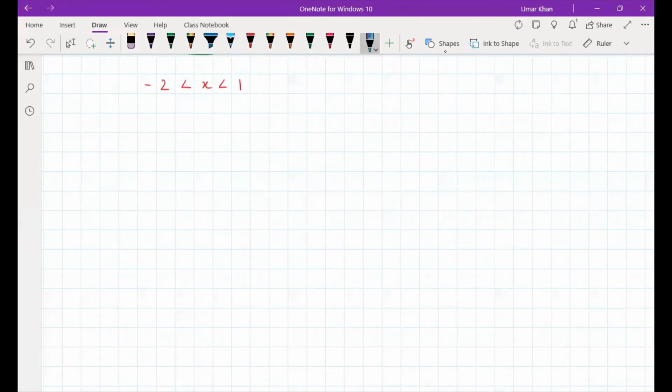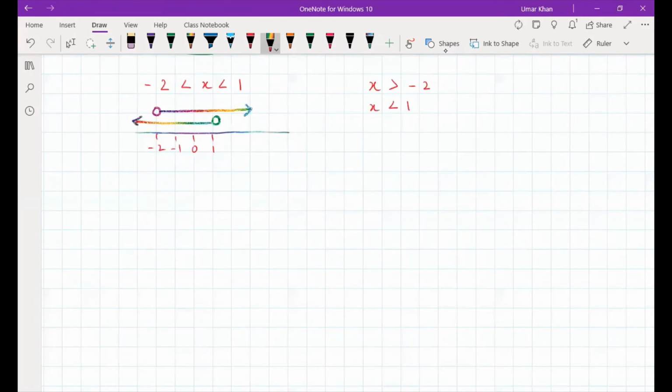Okay, first I'm going to make a number line. This is my number line and I'm going to plot the values -2, -1, 0 and 1. This inequality basically means that x is greater than -2 and x is less than 1. So when I plot it, this is how I will be plotting it: x is greater than -2 and x is less than 1.